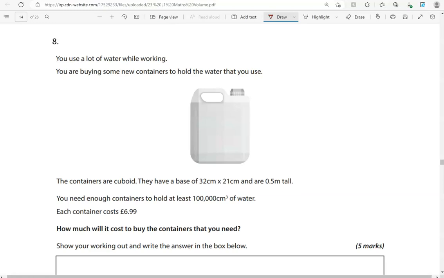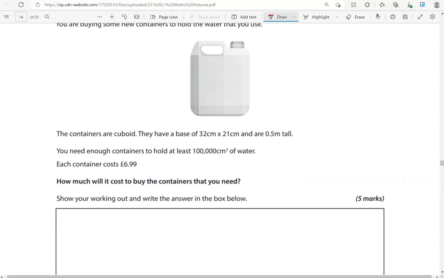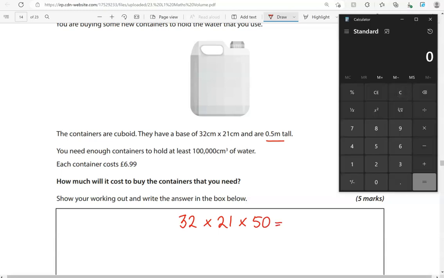So we're working out the volume of the container, and we've got 32 centimeters, 21 centimeters, and 0.5 meters, which we need to convert into centimeters. So 0.5 meters, that is half a meter, that will be 50 centimeters. So 32 times 21 times 50 gives us 33,600.